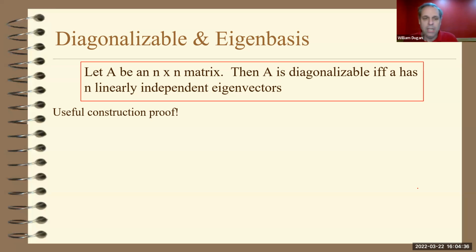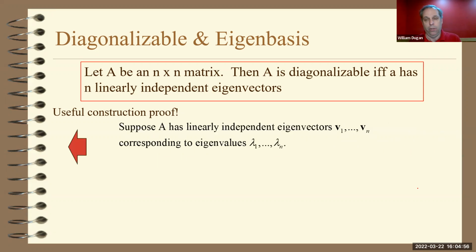So suppose A is an n by n matrix. Then A is diagonalizable if and only if A has n linearly independent eigenvectors. So in other words, if you have enough eigenvectors, then the matrix is diagonalizable. To show you why, I'm going to prove it. It's really easy, not hard at all. So we'll go in one direction. Let's suppose that we have n linearly independent eigenvectors.